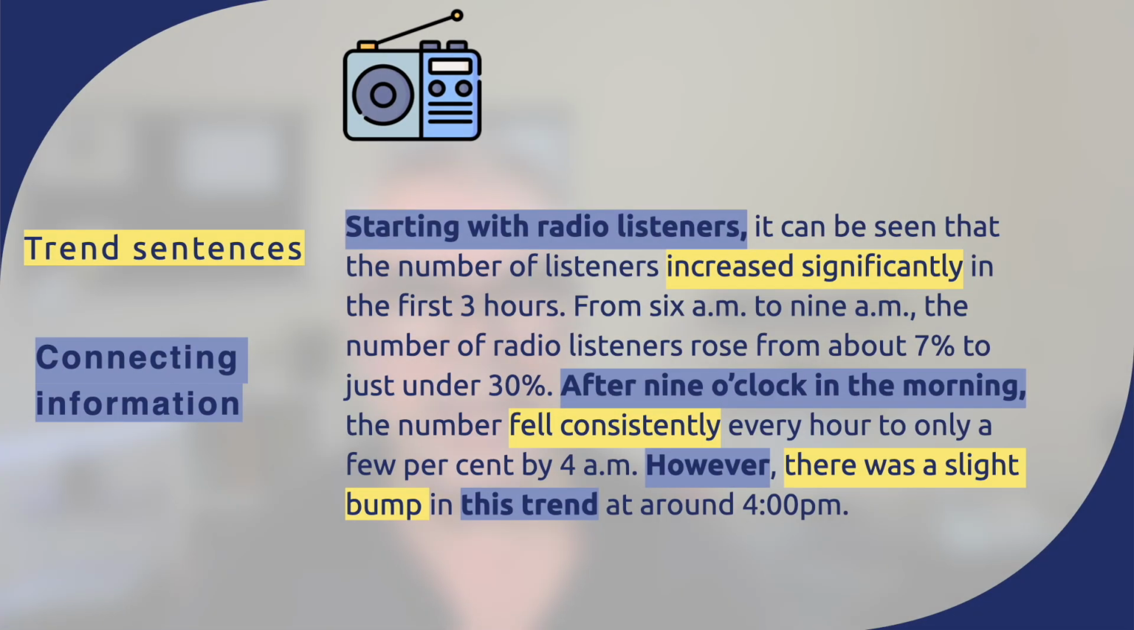Take a look at this paragraph. Notice how the variables are written, and also notice the trend sentences that are used. I'd also like you to pay particular attention to how each sentence is connected to each other and the language that is used to make those connections. I've put them in bold, just to draw your attention to them. These are the important ones: After 9 o'clock, however, this trend. That is the paragraph to describe the number of radio listeners.